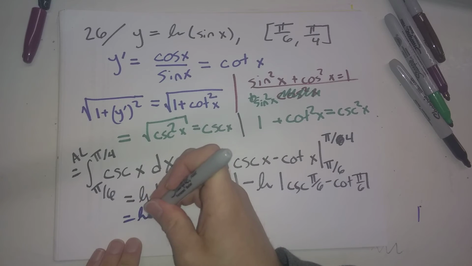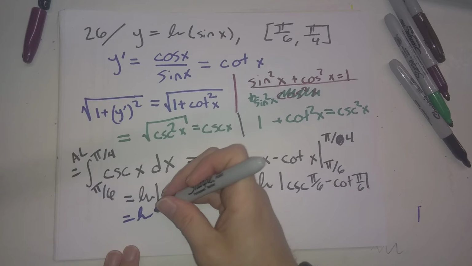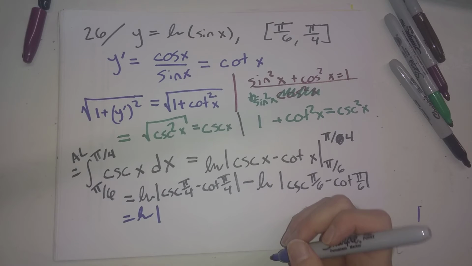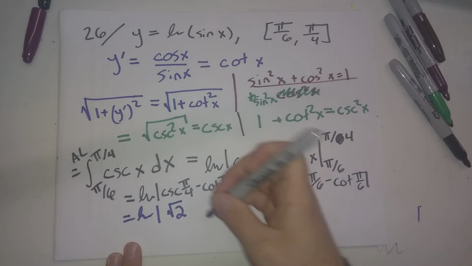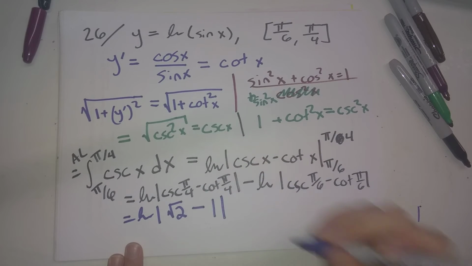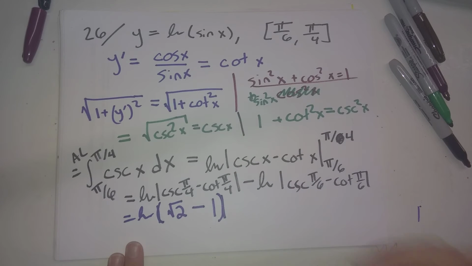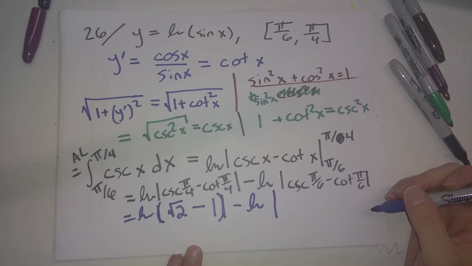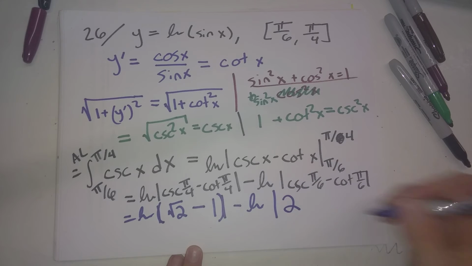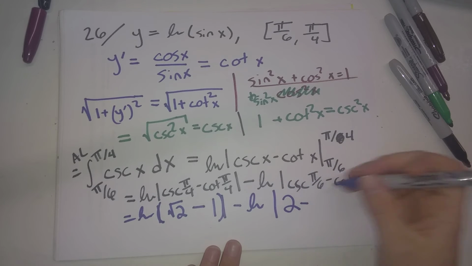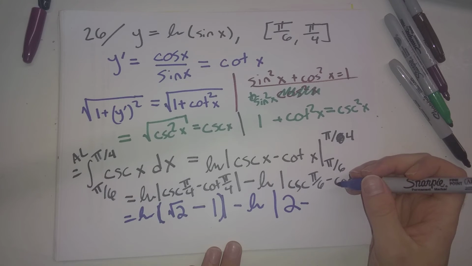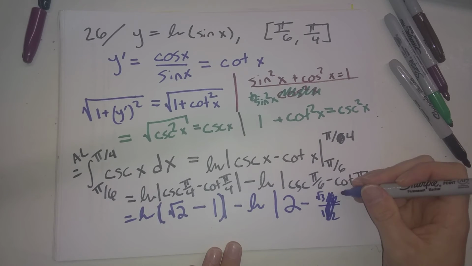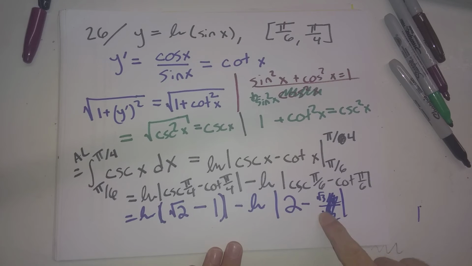Okay, let's simplify these things here. The cosecant of pi over 4 is 1 over sine of pi over 4. Sine of pi over 4 is 1 over root 2, so this is just root 2. Cotangent of pi over 4, well, tangent of pi over 4 is 1, so it's just natural log of root 2 minus 1, minus the natural log of cosecant of pi over 6, which is 1 over sine of pi over 6. Sine of pi over 6 is 1/2, so that's 2. And cotangent of pi over 6 is cosine of pi over 6, root 3 over 2, divided by 1/2, so root 3. Those cancel out. So it's the natural log of 2 minus square root 3.